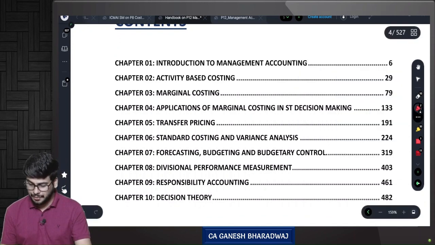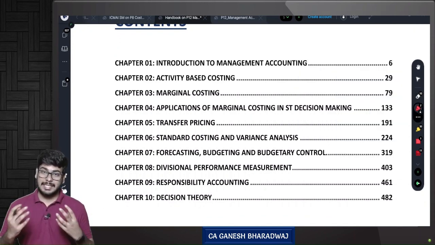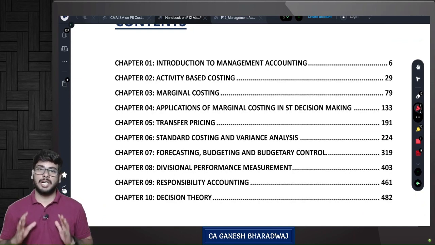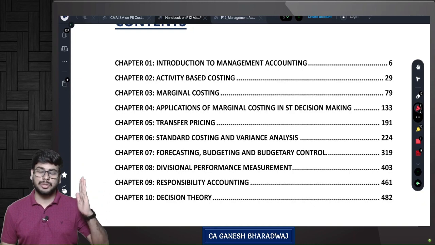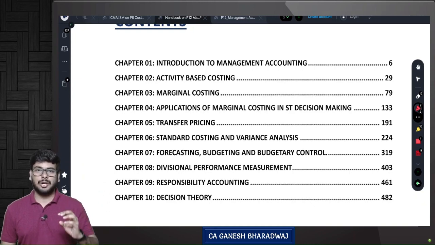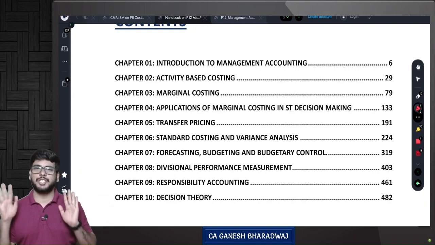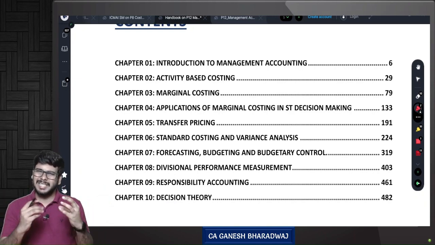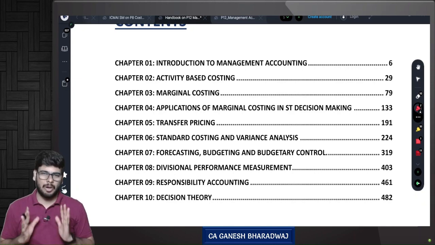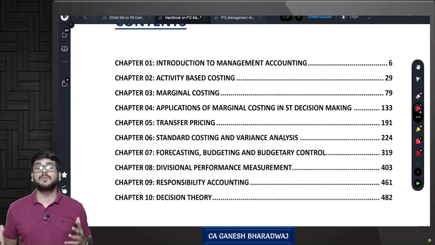Now, I told you that this particular paper, management accounting, has been introduced as a separate paper for the very first time. It has been introduced as a separate paper for 100 marks for the first time. Earlier, under the old syllabus 2016, there was a paper called Cost and Management Accounting, 50 marks, and Financial Management, 50 marks. In that, Management Accounting had only some topics, and not this much detail.